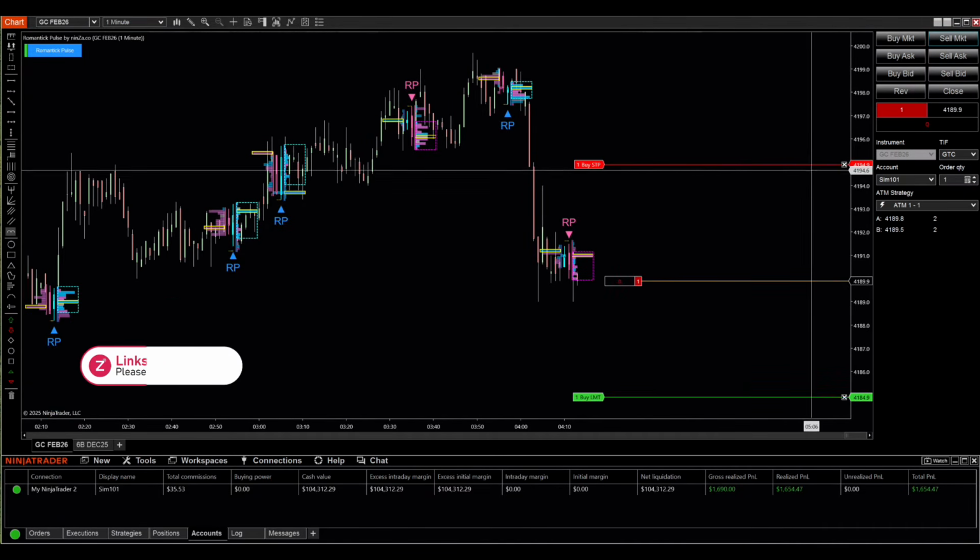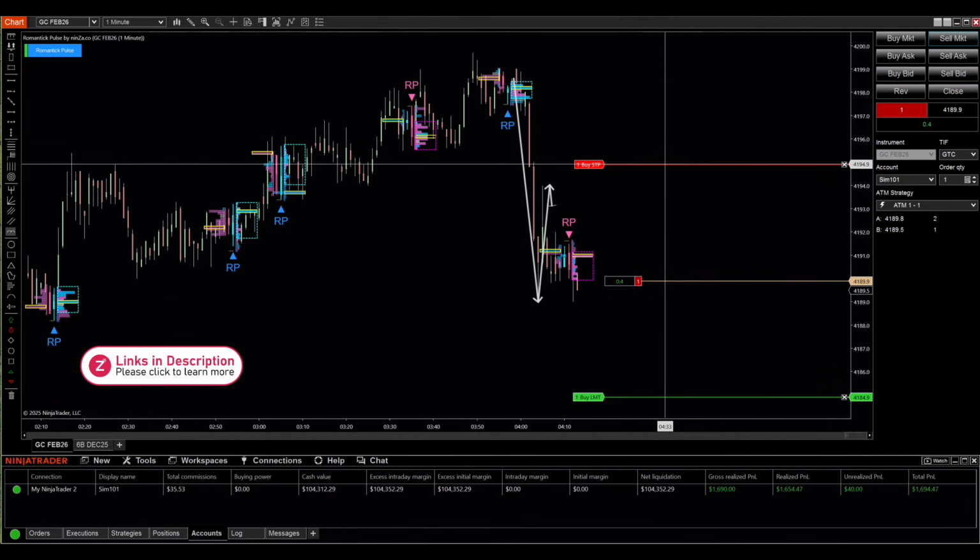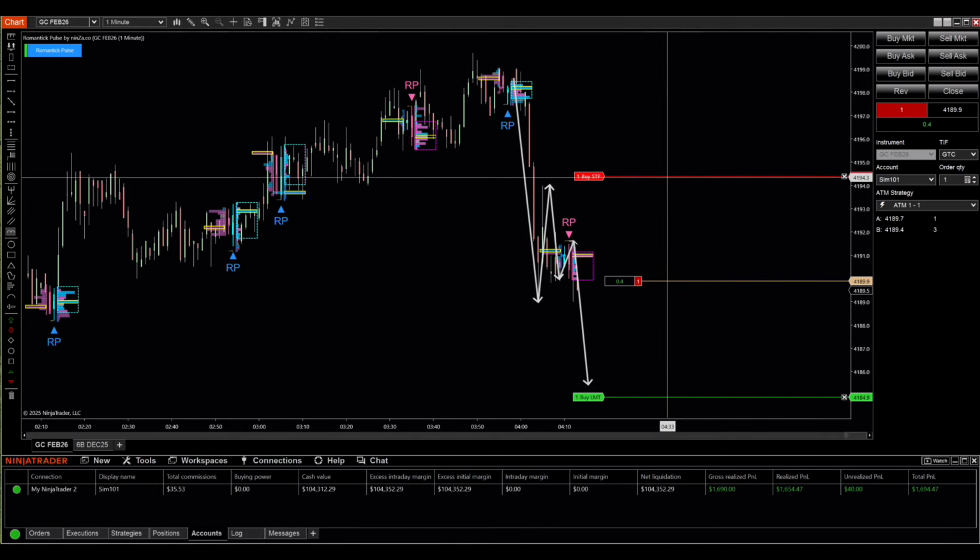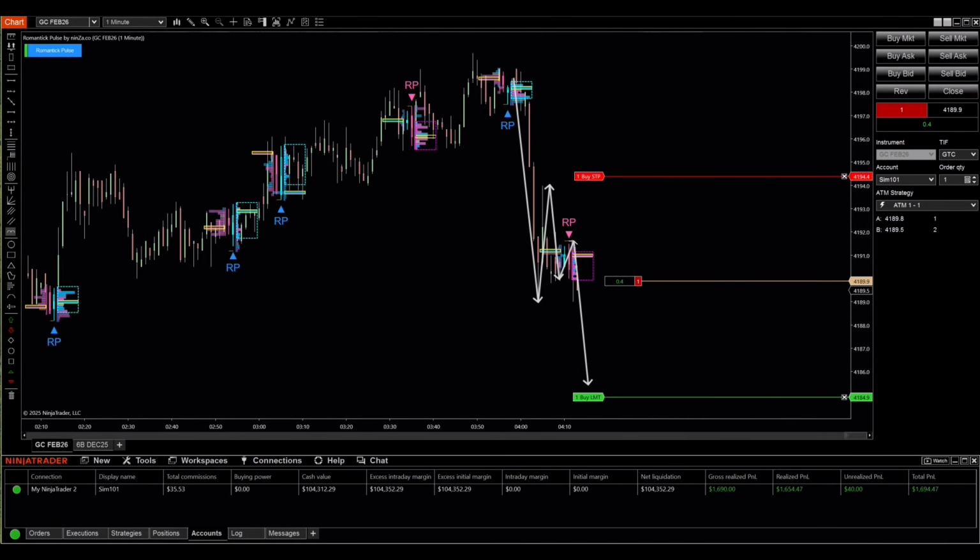After the buy trade was stopped, price dropped sharply and then moved sideways. Typically, with GC's behavior, when there is a strong drop followed by sideways movement, there is a high chance of another downward move. So I entered a sell based on the Romantick Pulse signal here, placed my stop loss above the sideways zone, and set take profit according to my risk-reward ratio.